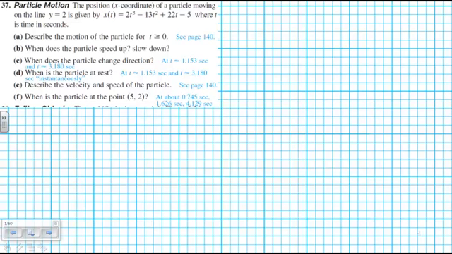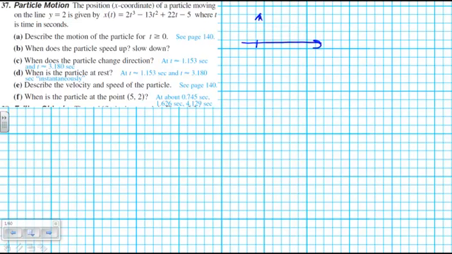Right, so here's problem number 37 from section 3.4. We're given that the x-coordinate of a particle moving on the line y equals 2 is given by this. Imagine, of course, here are our axes, and it just so happens that this particle always moves back and forth on this line y equals 2. And the x part of this coordinate is determined by the expression x of t.